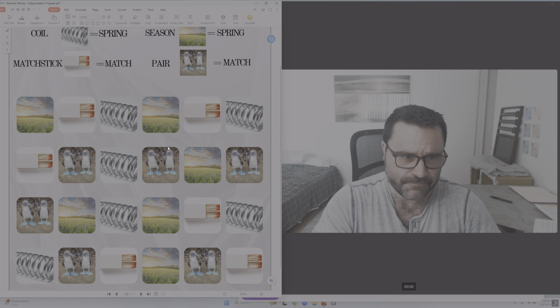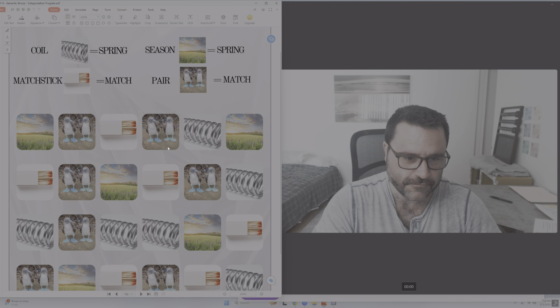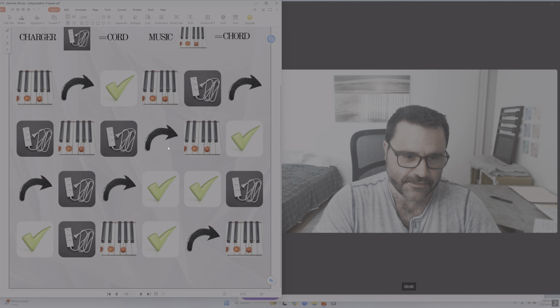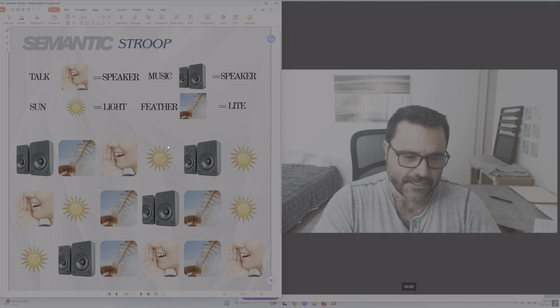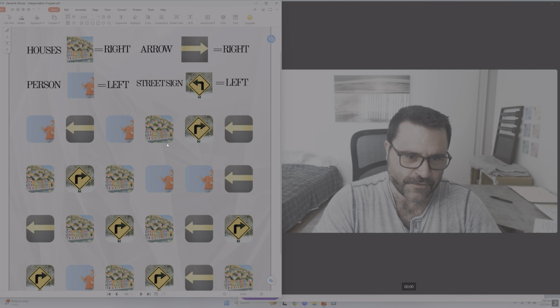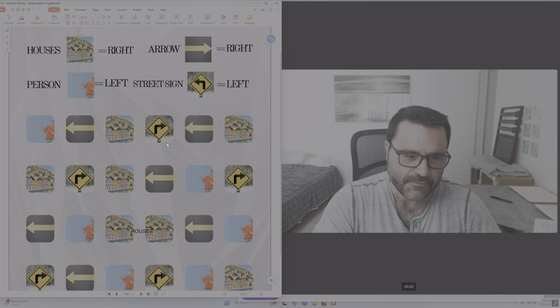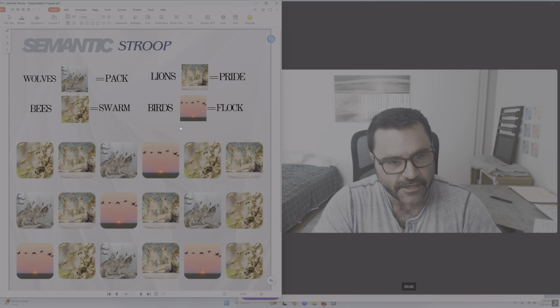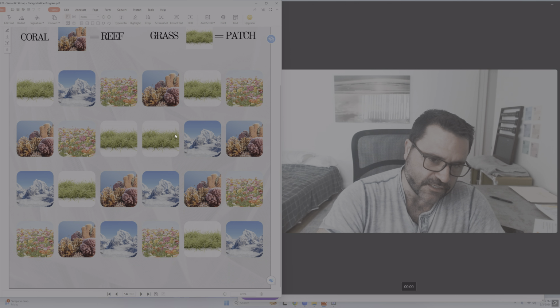I have a couple of those here. I have match, match, and spring, spring. And then chord and right. This is an interesting one. Kind of the same, like above, just different homonym. Then directionality, but this time you're having to look at the picture and the direction to associate that, which is kind of fun. This is the last one I'd like to discuss, collective nouns, like a pride of lions, a flock of birds. And anyways, it goes on forever.